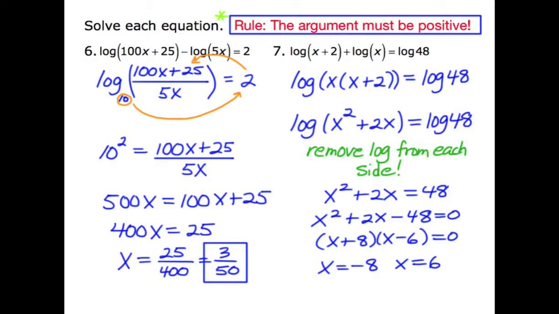So if we take our two answers that we got and we check them in the original, do either of these as our inputs yield an argument that's negative? Well, if we plug in 6, we have an argument of 8 and an argument of 6, which seems to be fine. But if I plug in the negative 8, we're going to have a problem for that second term. So we're going to have to reject this answer as extraneous, and the only answer that we're going to keep is x equals positive 6.